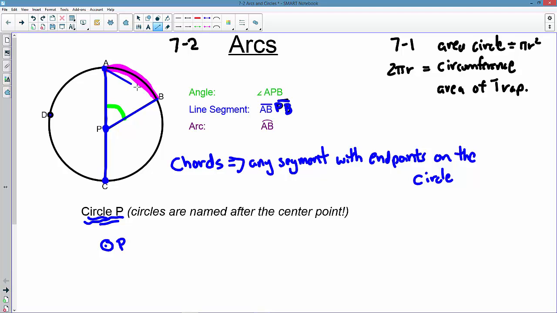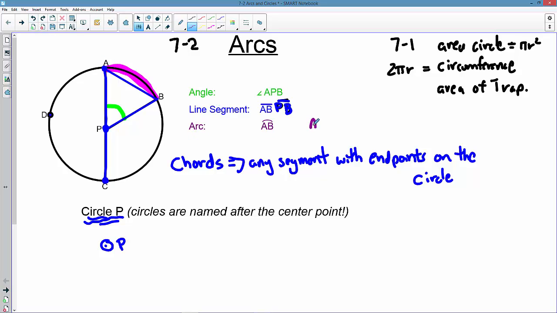Okay, so you can see the difference. There's segment AB. Line segment AB looks like this, and this is line segment PB, a different segment. That's a radius, actually. But arcs, as I wrote here in purple, have the arc symbol over the top. You can see it's curvy rather than straight.